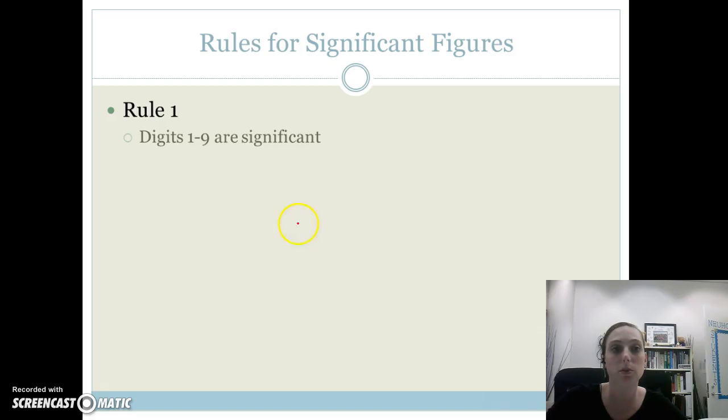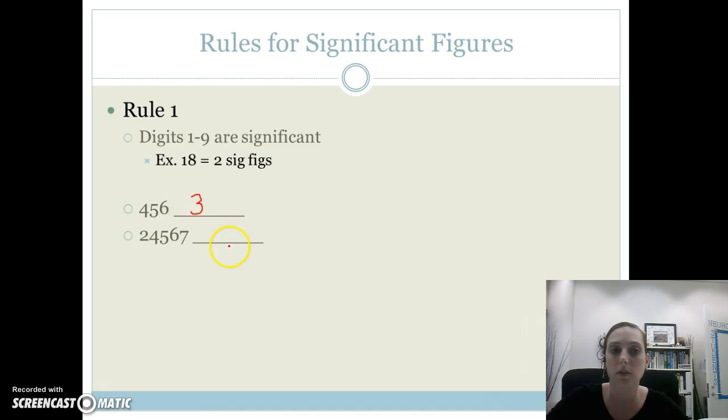All right, so let's review those rules. Rule 1, any digits 1 through 9 are significant. So for example, the number 18 has 1, 2 digits. So there are 2 significant figures. So let's take a look at these 2 examples. 456, 1, 2, 3 digits. There's nothing else there, so there are 3 significant figures. If I take a look at this one, 2, 4, 5, 6, 7, yep, those are all digits, and there are 1, 2, 3, 4, 5 of them. So there are 5 significant figures in that number. That means those were part of the measurement.